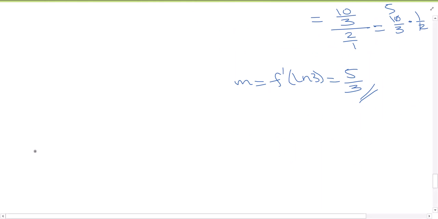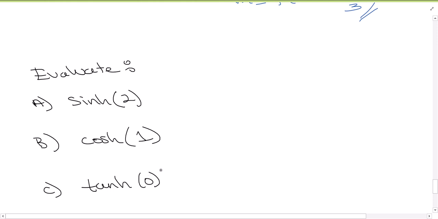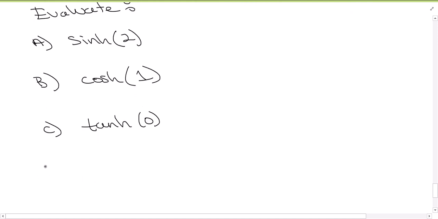So just to practice, evaluate the following. Let's try A. Find sinh of 2. Let's try B. What about cosh of 1? And what about hyperbolic tangent of 0? I guess if we want to get a little bit more creative, I can add another one. What about sinh of the natural log of 5, minus 2? I don't know, just to make it interesting.